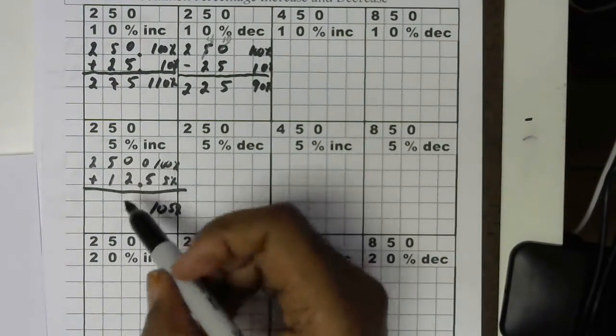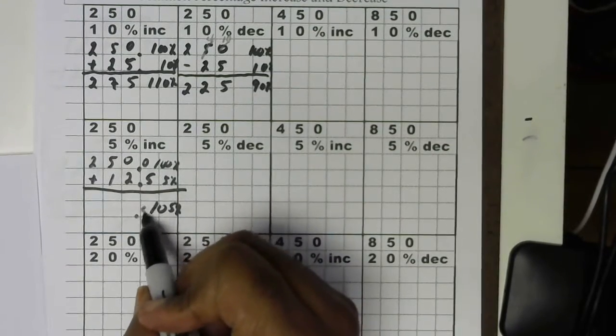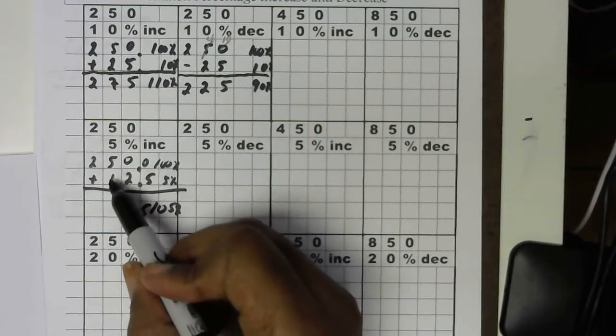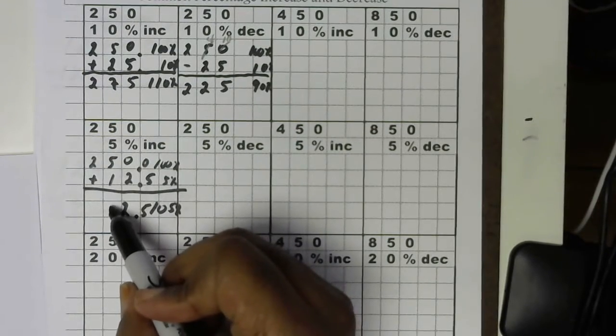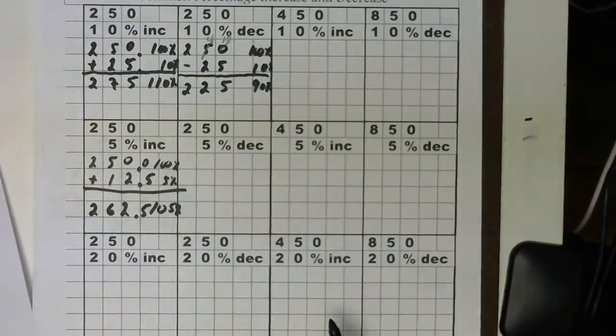So the 5 and the 0, put a little decimal there, adds up to a 0.5. The 2 and the 0 adds up to a 2. The 1 and the 5 adds up to a 6. And the 2 is a 2. Okay. So that's 105%.